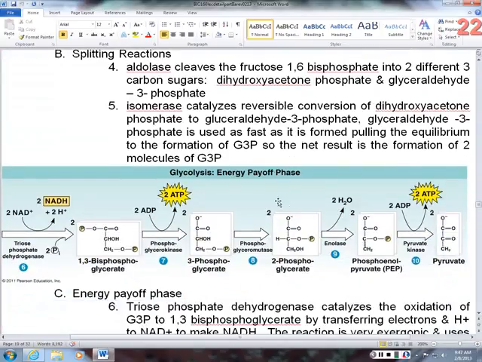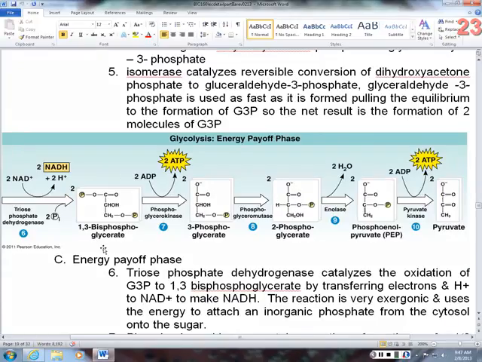So with the energy payoff phase, we've got that glyceraldehyde 3-phosphate here that now we're going to use the triose phosphate dehydrogenase to catalyze the oxidation of it to 1,3-bisphosphoglycerate. So you're going to be doing some of that redox stuff here to make that NADH.